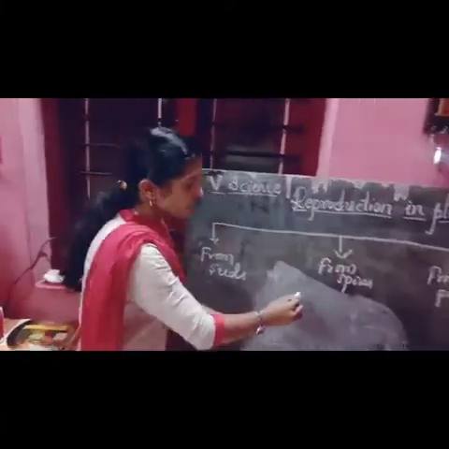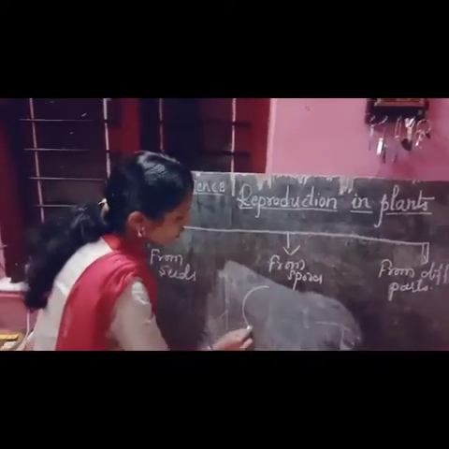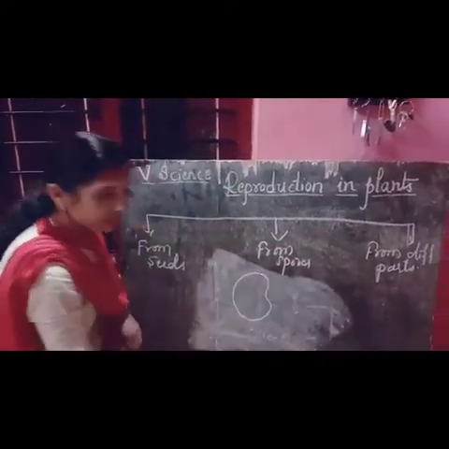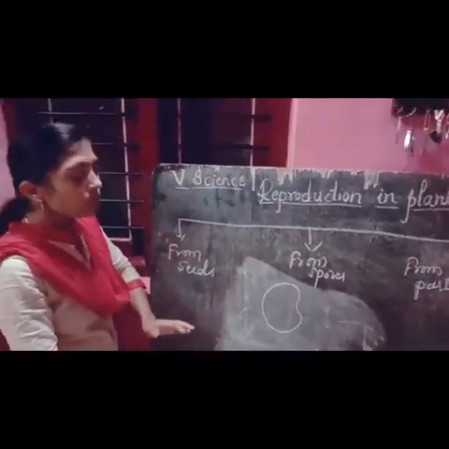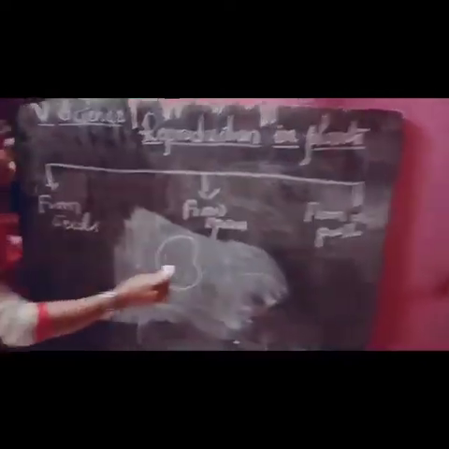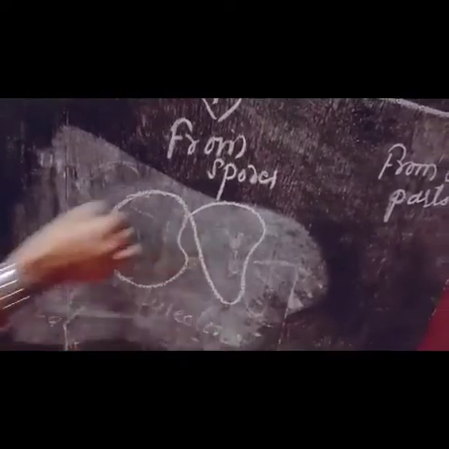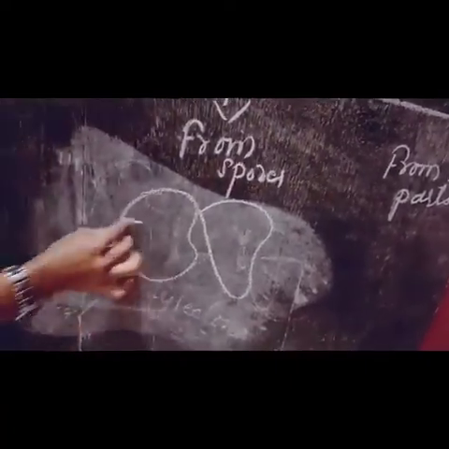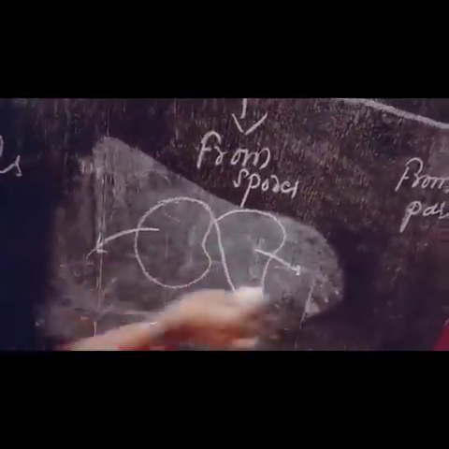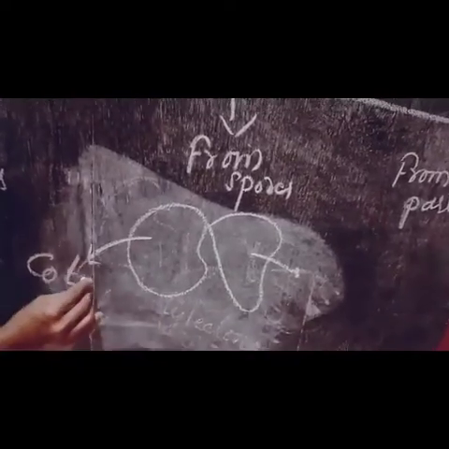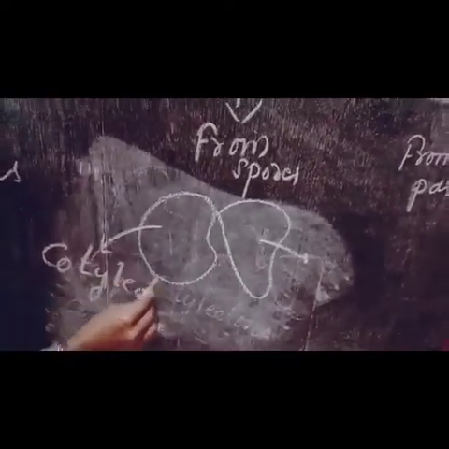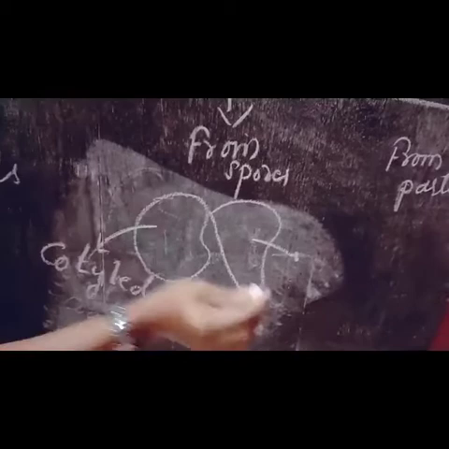Now I'll draw. You can take one groundnut or bean seed. Okay, now I'm taking a bean seed. You can easily open that bean seed so that we get two parts like these. These two parts of the seed are called cotyledons. Hope you remember this one.